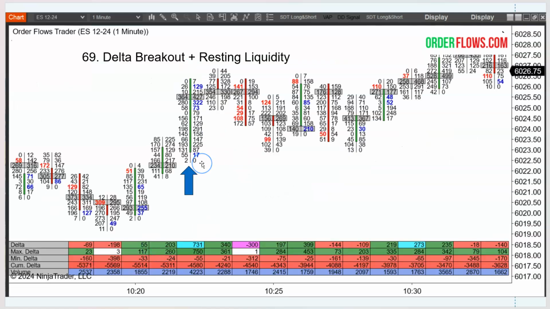Here it is on the upside. Delta breakout jumps from 200 to 700, 203 to 731. It's getting through this liquidity up in here. You know, it's the 322, the 280, 322, 427, 215.